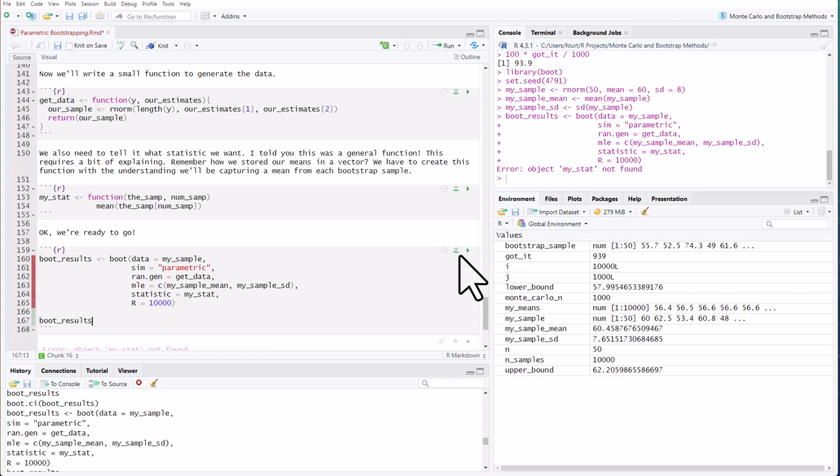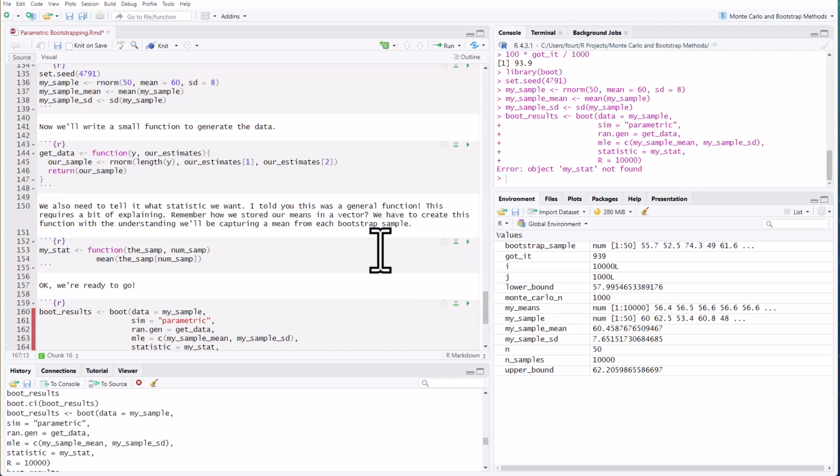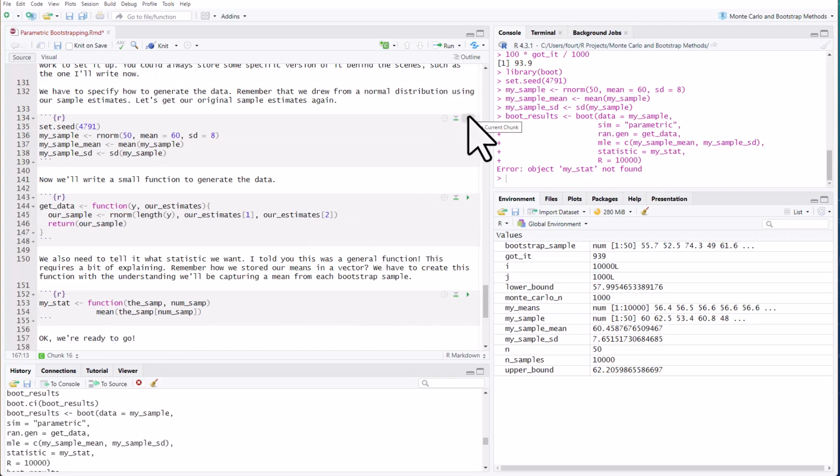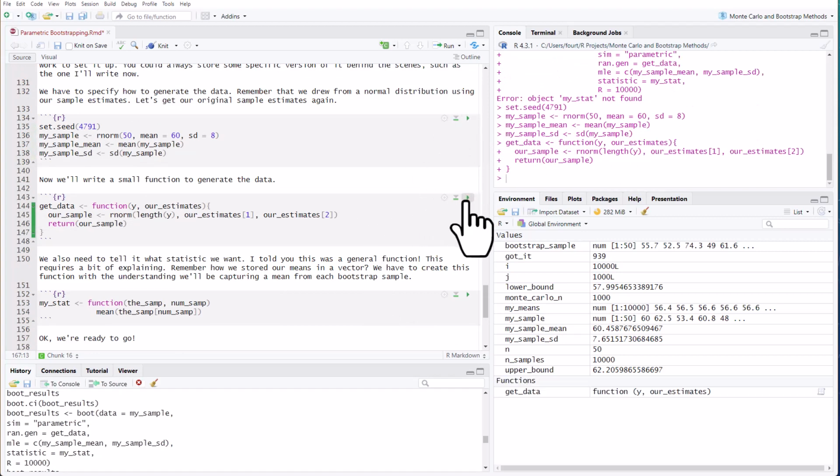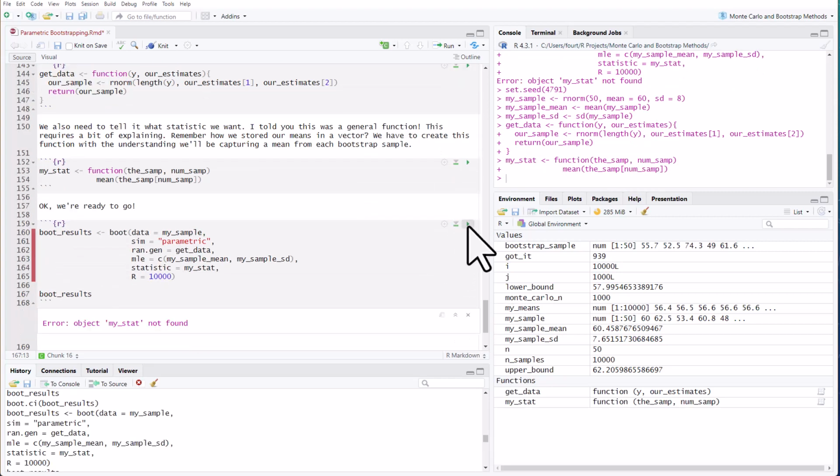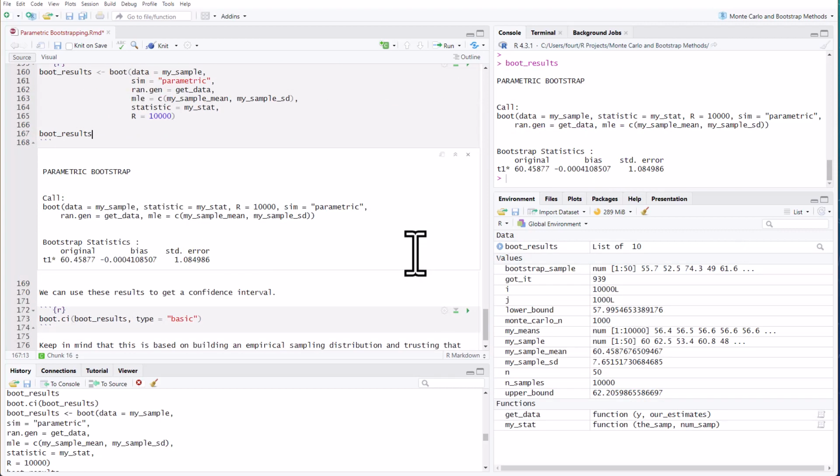I'm going to run this, and it didn't run because I did not load my other stuff. Let me try that again. I did not load the function. There it is. Now we should be good to go, and we are. And here it is. Now I don't have a confidence interval yet. It tells me that my original mean was 60.458. It tells me how far off I was with my mean of my means. That's our bias. And it tells me my standard error. Those numbers should look pretty familiar to you from when we did the bootstrap by hand.